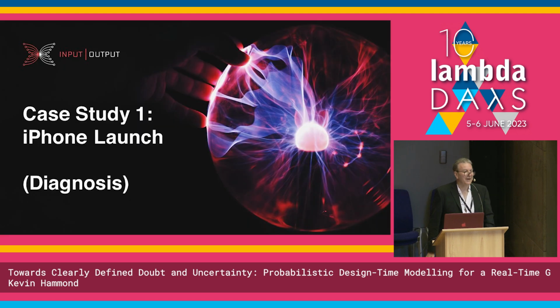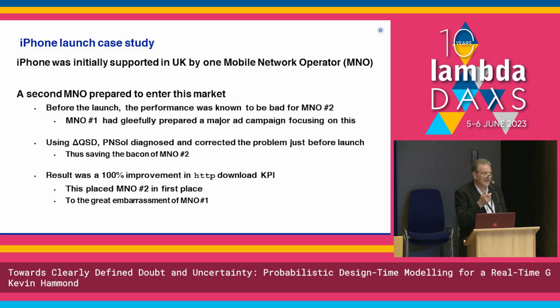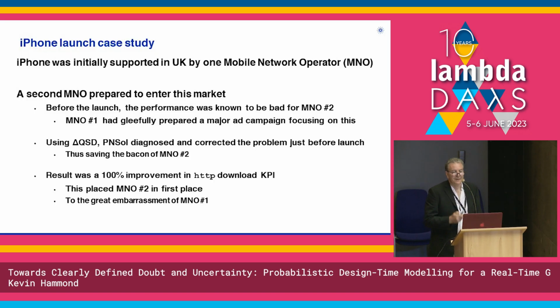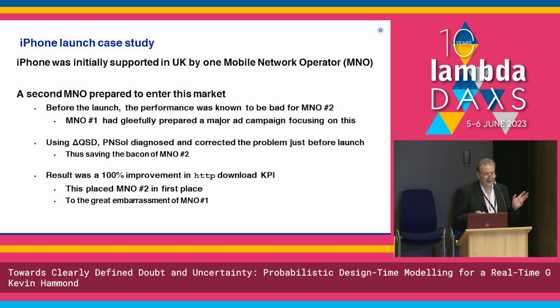Here's a case study, diagnosis. A successful case study, by the way. So what happened was in the UK, the original iPhone was initially supported by one mobile network operator, MNO. And of course, people didn't like this. They wanted to enter the market. So a second one prepared to enter the market. But before the launch, the performance was known to be particularly bad for that new mobile network operator. We're keeping them anonymous, but you can probably guess if you know the UK market.